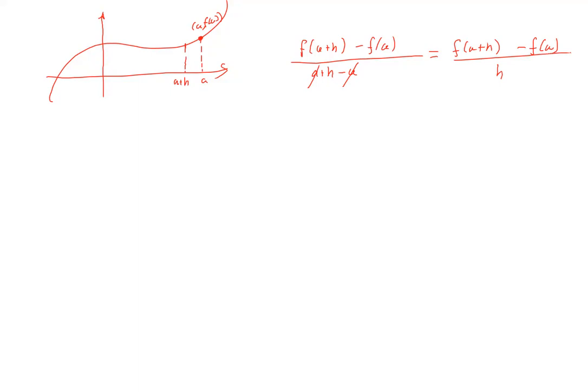And now how do we find the derivative? We have to take the limit of the slope of the secant as the increment h that we have added goes to 0, because when the increment h goes to 0, then the point a plus h comes very, very close to the point a. So we're going to define the derivative as the limit as h tends to 0 of f of a plus h minus f of a divided by h.